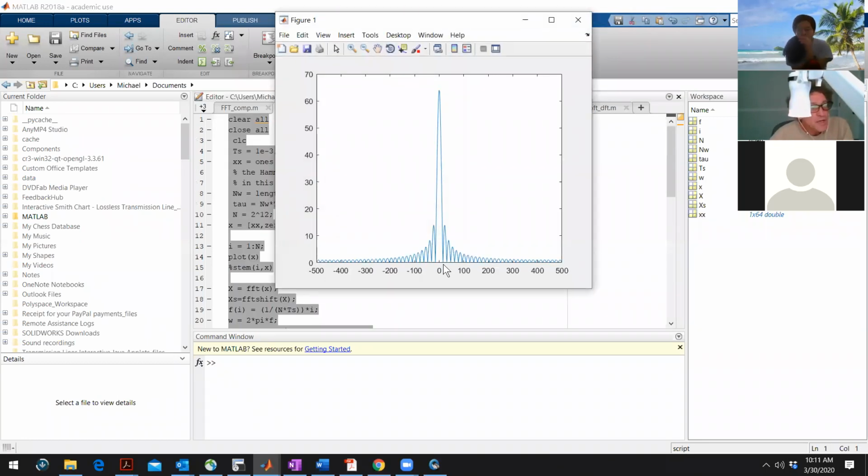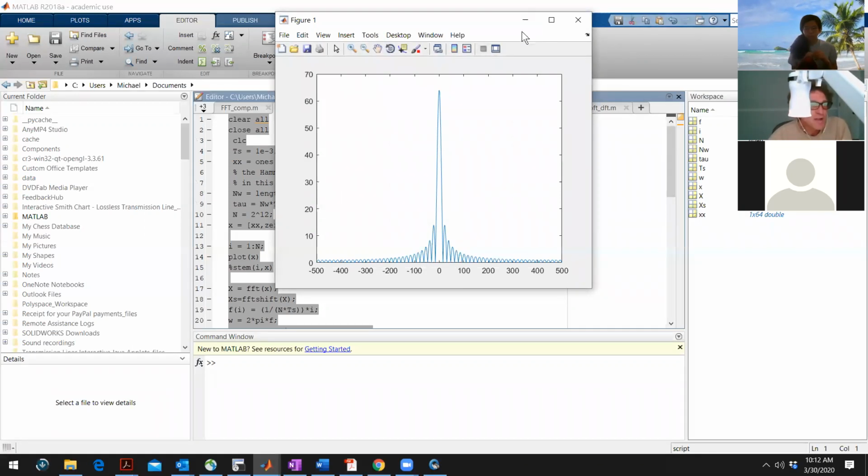Now, y'all see here, what I have is basically a sinc waveform. I have the absolute value. Here's some things to keep in mind. There's a whole lot of information in here, but one thing you can see is most of the signal itself, the signal energy, would be between about minus 50 and plus 50.